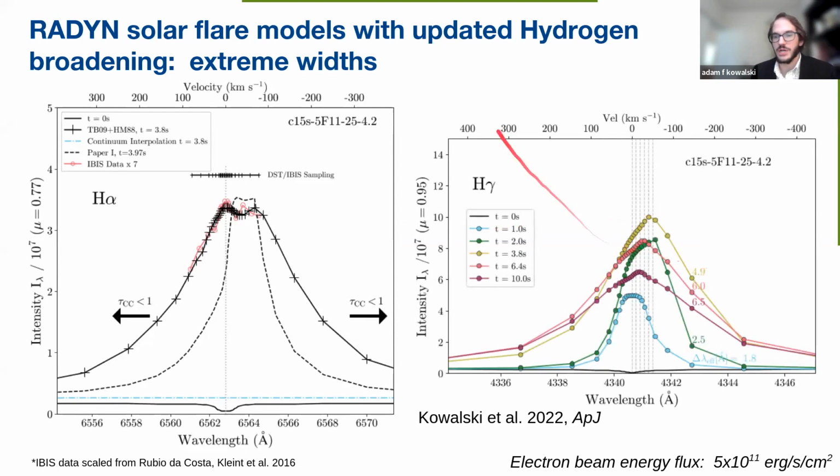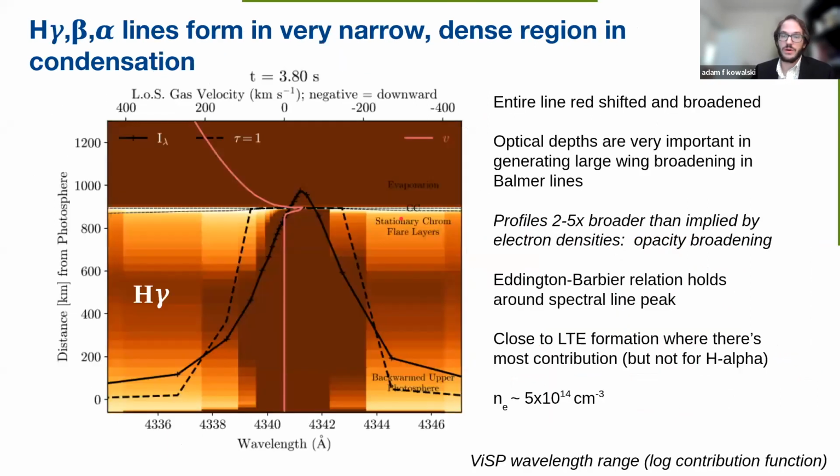On the right, I show the H gamma line at various times in the simulation up to 10 seconds. We have an emission component around the rest wavelength. And then as the chromospheric condensation cools and gets really dense, the entire line gets very broad and redshifted. So these wavelength windows are for the VISP, the Visible Spectro-Polarimeter, which is an instrument on the DKIST. And so that's what these predictions are for.